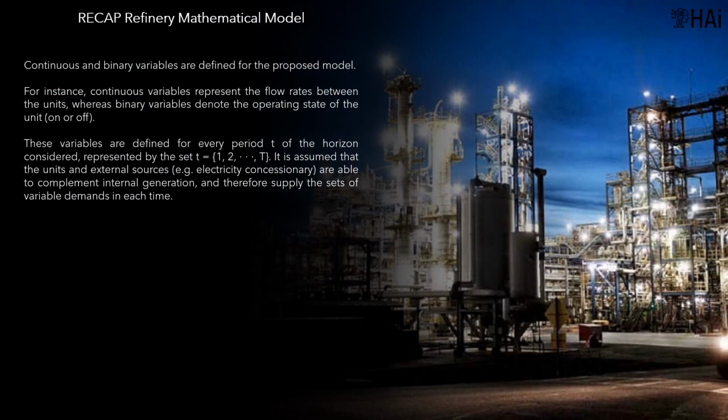Continuous and binary variables are defined for the proposed model. For instance, continuous variables represent the flow rates between the units, whereas binary variables denote the operating state of the unit, on or off. These variables are defined for every period t of the horizon considered. It is assumed that the units and external sources, for example the electricity concessionary, can complement internal generation, and therefore supply the sets of variable demands in each period.